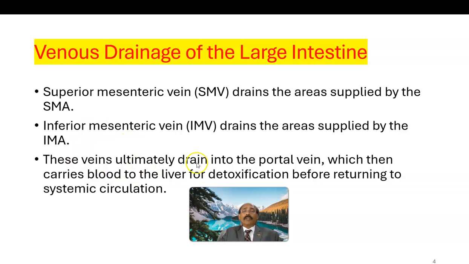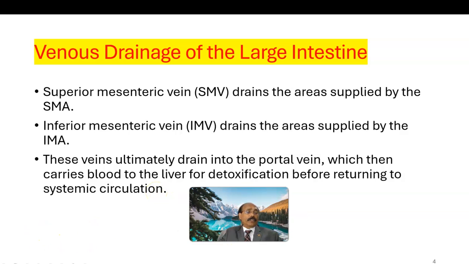So these veins ultimately go to the portal vein, which then carries blood to the liver at the porta hepatis and end up in the liver for detoxification before returning to systemic circulation.